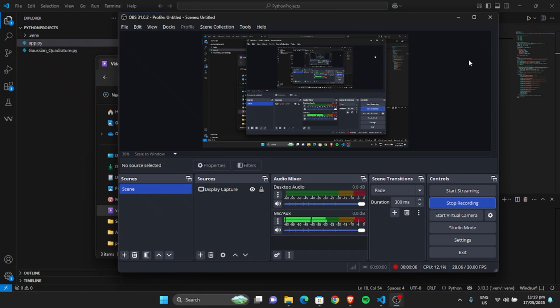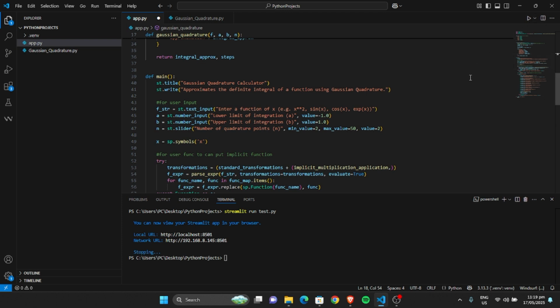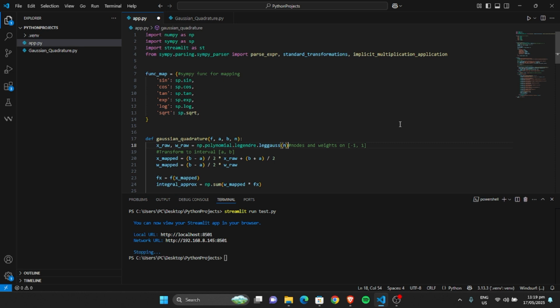Good day, everyone. So here is my final PIT for numerical methods, which is Gaussian Quadrature.